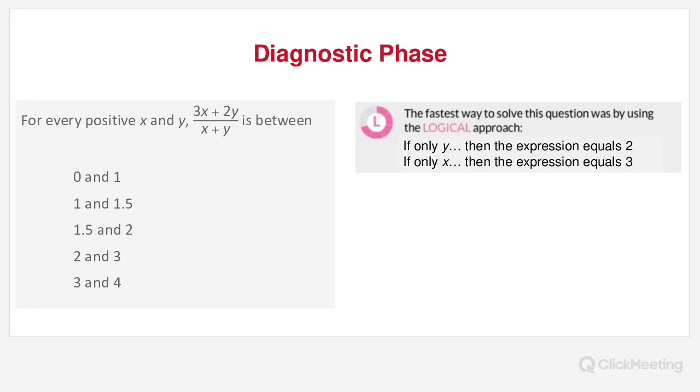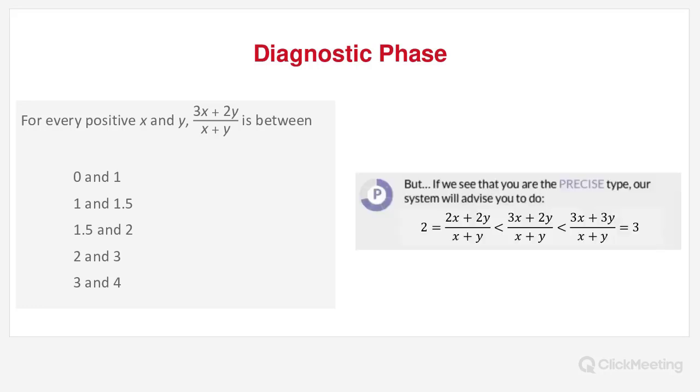Okay, so this is one type of approach to solve this question. Sort of looking at it, thinking about the underlying mathematical properties and arriving at the correct answer without actually having to go through the equations. And this is what we call the logical approach.